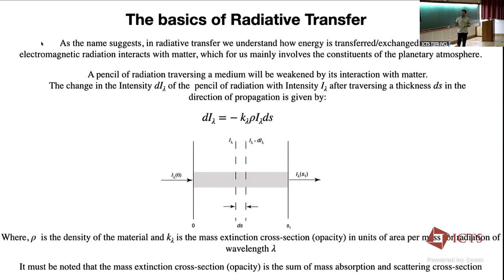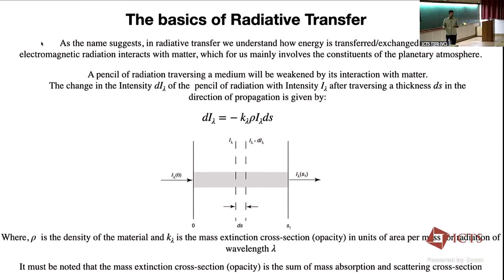The terminology I'm using here is a pencil of radiation traversing a medium. Pencil of radiation is a very famous term coined by Chandrasekhar in his classic book. It is nicely used, and it gives a good intuitive understanding of what we are talking about. A pencil of radiation traversing a medium will be weakened by its interaction with matter. The change in the intensity of the pencil of radiation with intensity I after traversing thickness ds in the direction of propagation is given by this.